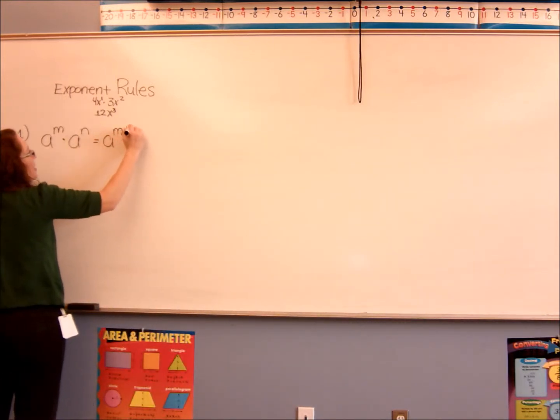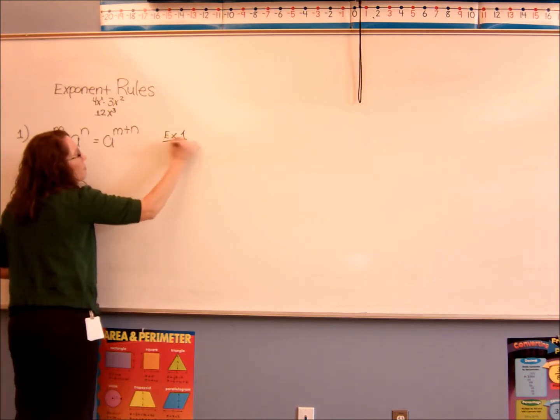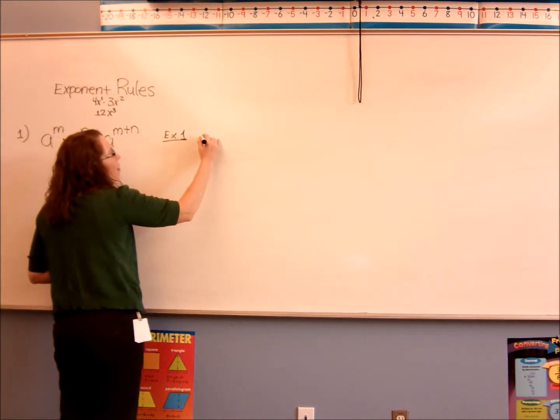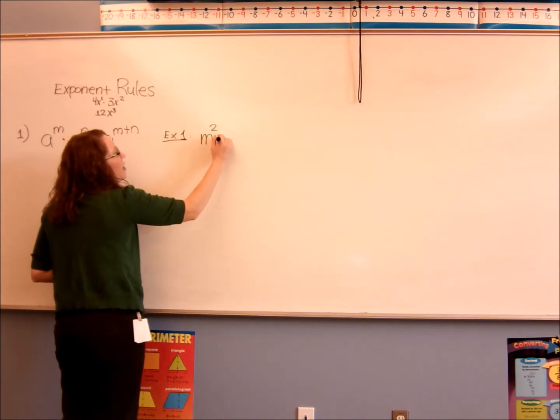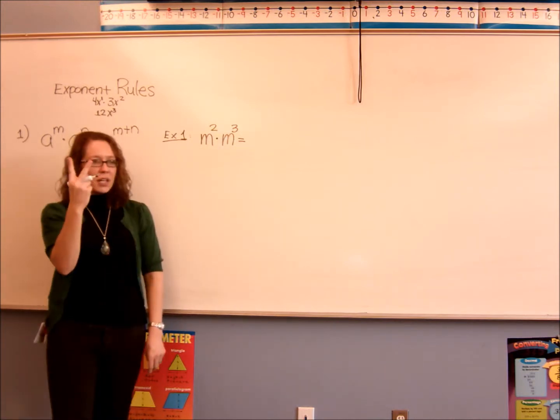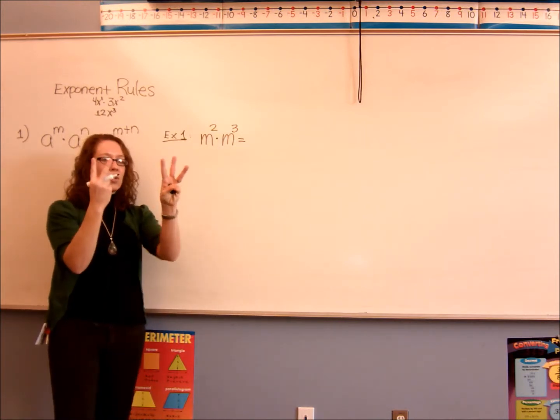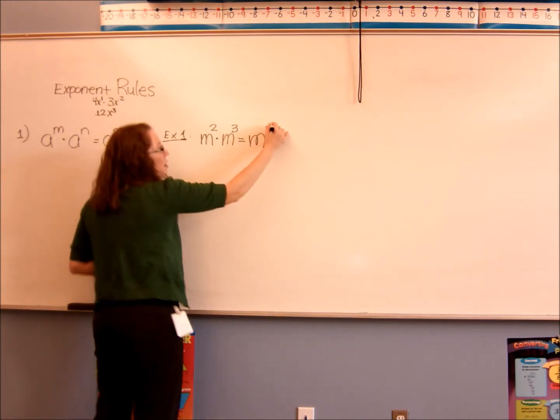And it might not make sense until we put another example in there. So let's go one right here. If you have, let's use m, m squared times m cubed, you have 2 here, you have 3 here, for a nice total of how many, Mr. Moss? 5. 5. And we write that as m to the 5th.